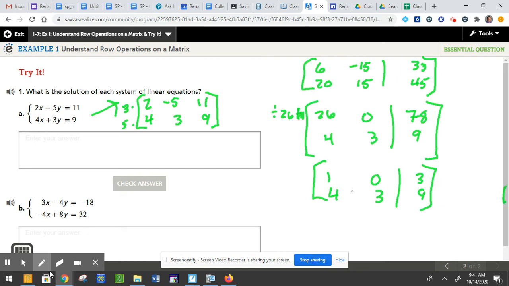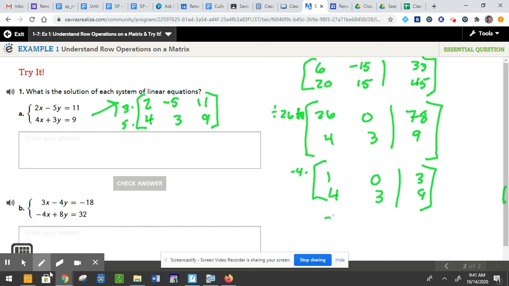All right, then I want to try to get a 0 in this spot. So I'm going to multiply that first line by -4. And then I can revert back to the 1, 0, 3, because this means x equals 3. All right, so I have half my answer at this point. And I can revert back to that when I need to.